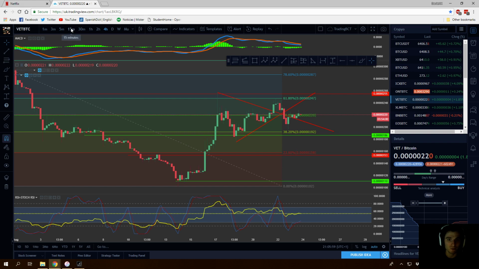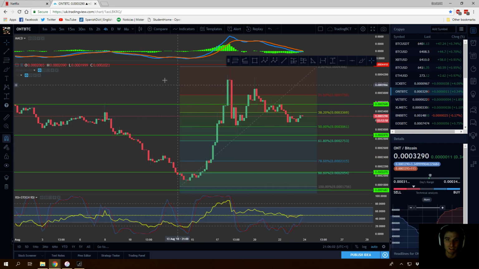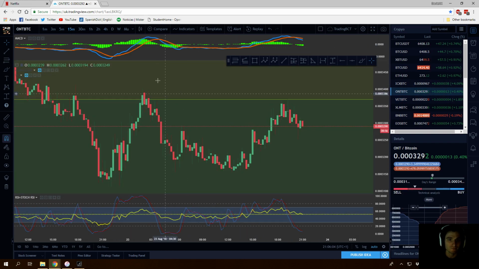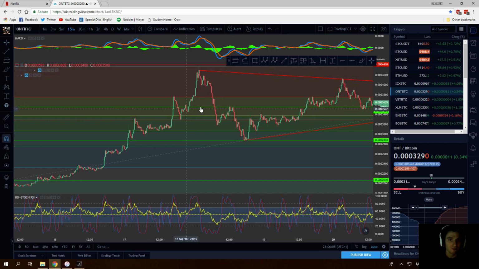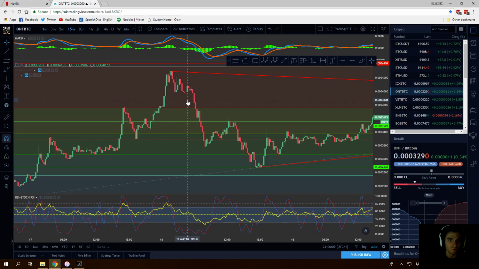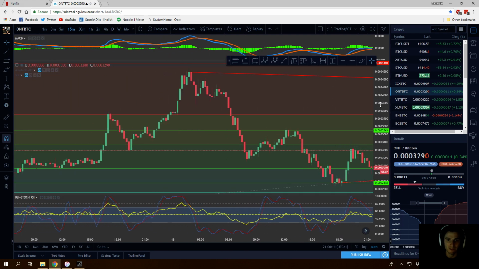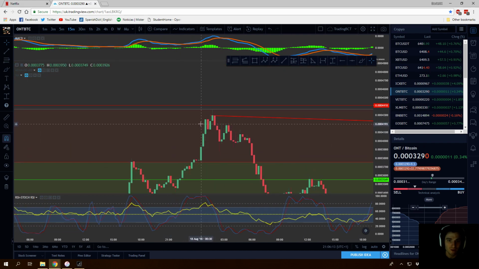Second way, let's take ontology here for an example. I'm going to have to go back a little bit here. So how else could you be looking at the move has come to a top? We're zooming in here. Other ways, obviously we know we've got our Fibonacci retracement tool, we've got our horizontal supports. How else could you identify that the move is coming to an end?